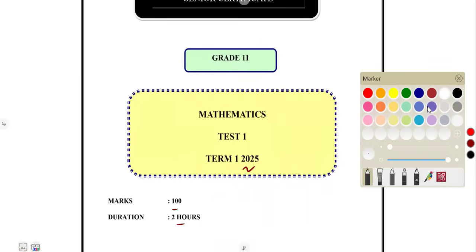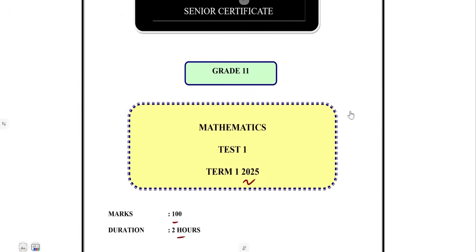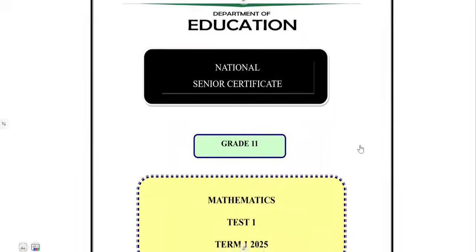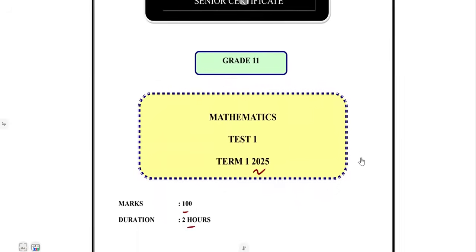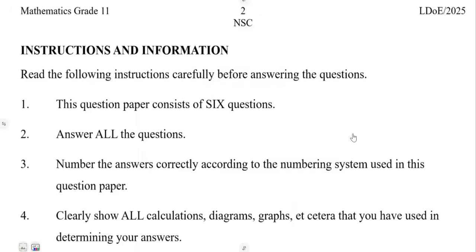So this is something else. You have been doing other question papers from other provinces, and you find out it is just 50 marks in 1 hour, or 75, but mostly 50 marks in 1 hour. But if you look, guys, you see what is happening in Limpopo. 100 marks and it's 2 hours. So that's something else, which is good for students to revise a lot of questions to know their basics.